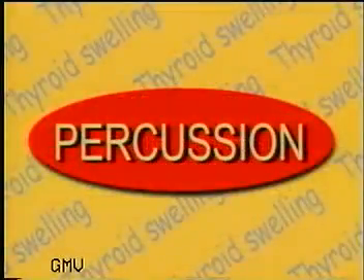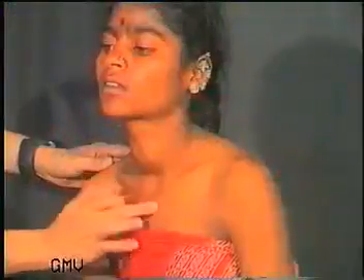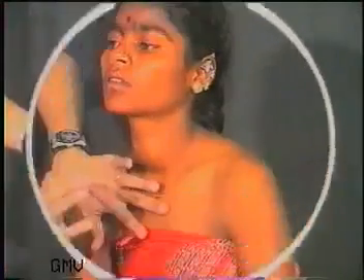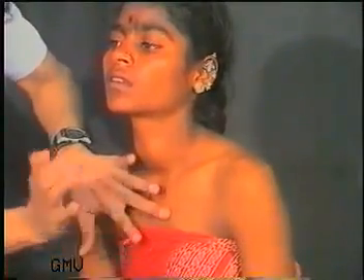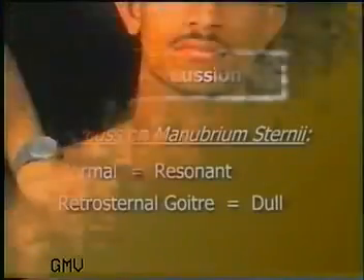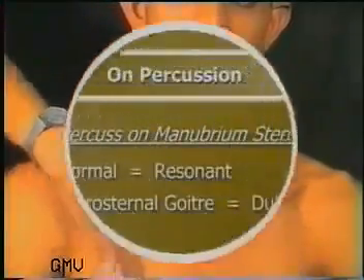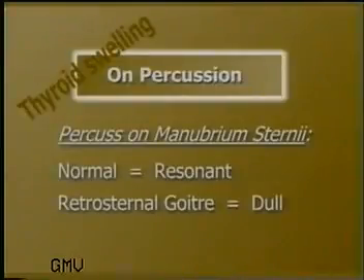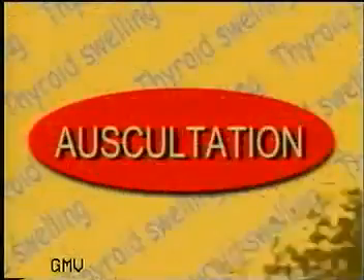Now let us proceed to percussion and auscultation. Percuss directly over the manubrium sterni or use a heavy percussion stroke. Normally the note is resonant due to air in the trachea behind the manubrium sterni. If the percussion note is dull, suspect a retrosternal extension of thyroid which descends between the trachea and the sternum and comes to lie between the manubrium sterni and the air column.